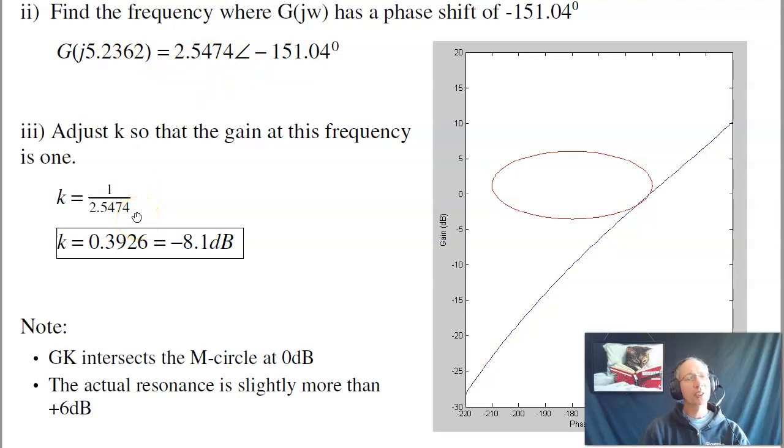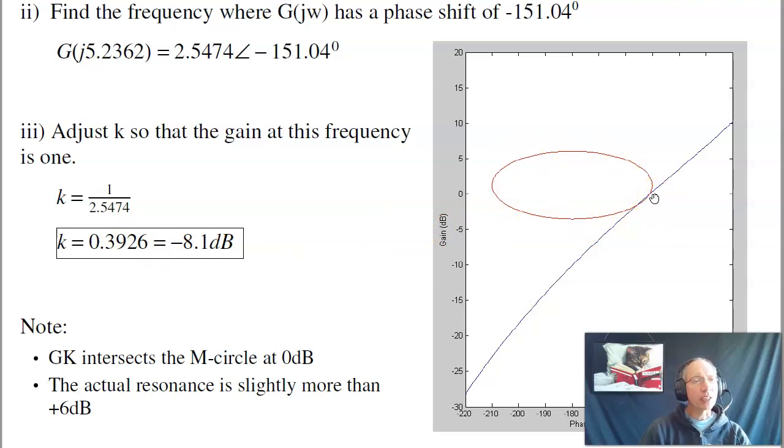Okay, this is really similar to root locus. In root locus, I want to find out where G times K is 1 at minus 180 degrees. Pick K to make the gain 1. On a Bode plot, I want G times K to be 1 at minus 151 degrees for resonance of 2. Find that frequency, find the point on the j omega axis, and then pick K to make the gain 1. So K is 0.3926.